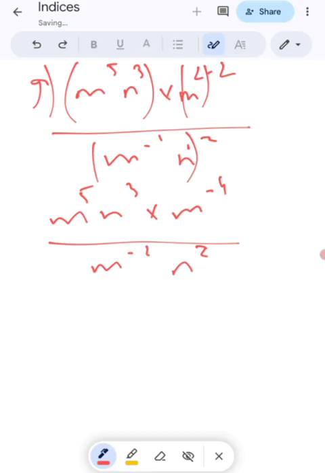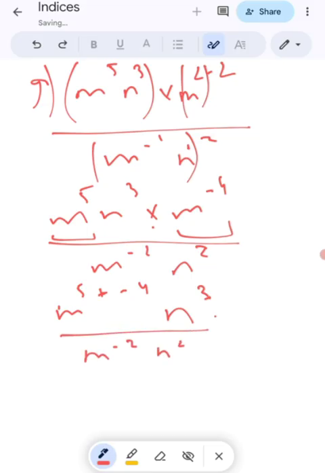Now here in the question, let's simplify the numerator first and then we'll come to the denominator. So bases are the same, the multiply sign is in between. So m^5 multiply means a plus, and there was a minus 4 out there. m is complete now. Keep n as it is because there is no other n in the numerator, so it was n^3 upon m^-2 and n^2. Now 5 plus minus is a minus, so 5 minus 4 is your 1, so m n^3 upon m^-2 and n^2.